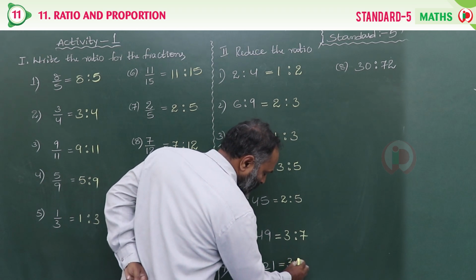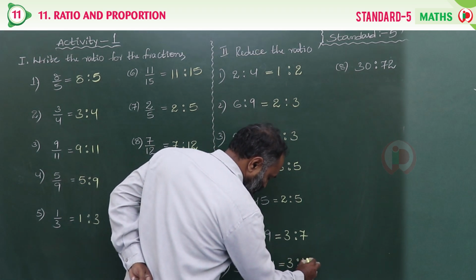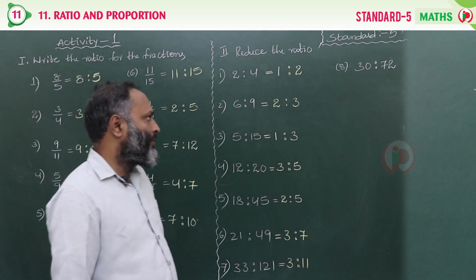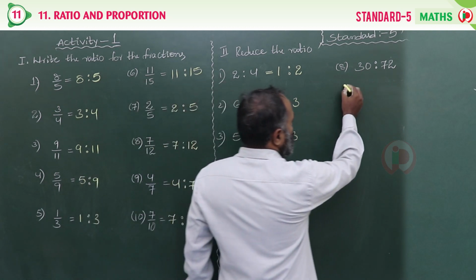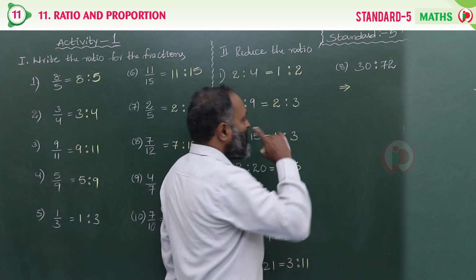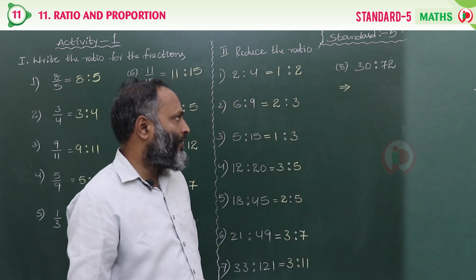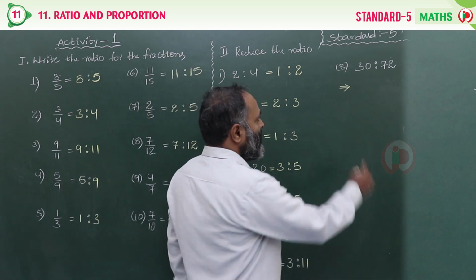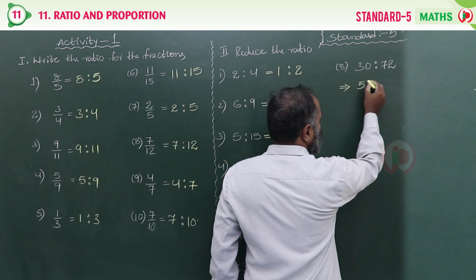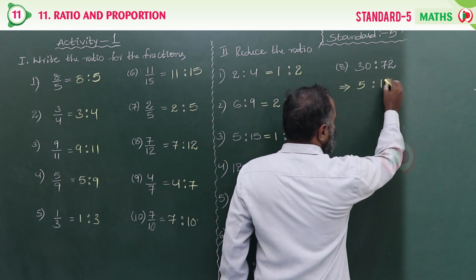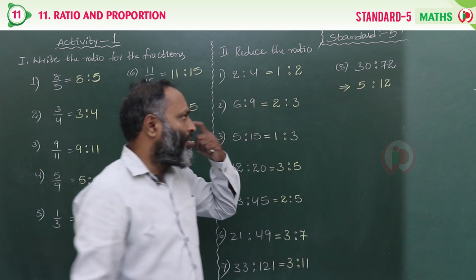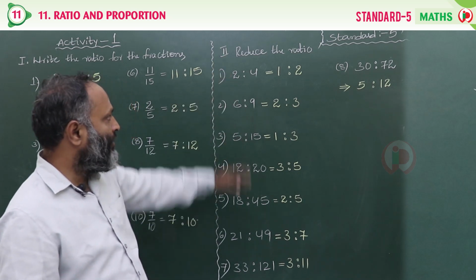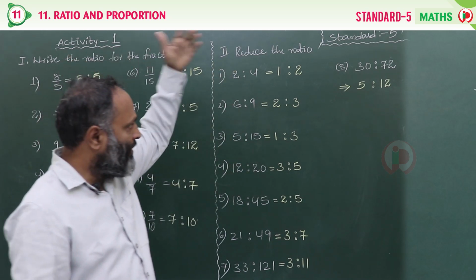11 3s are 33. 11 11s are 121. So 3 is to 11. In the same way, 30 and 72. They have a common factor. What common factor do you think? Okay, they have common factor 6. 6 5s are 30. 6 12s are 72. So 5 is to 12. So these are the ratios, simplified ratios. In simplified form, we can take it in this way.